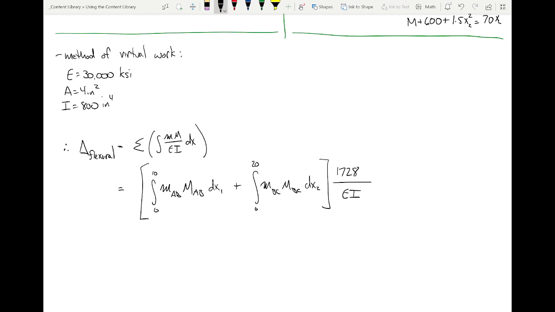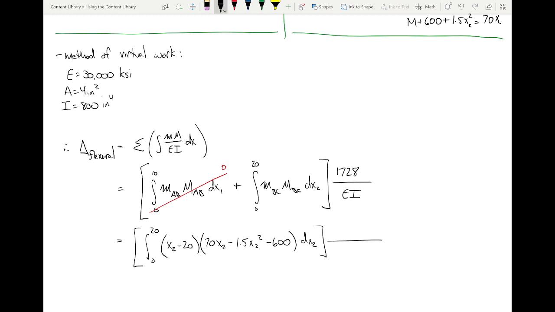Now, what can I do right off the bat with this first integral? It's 0, right? This first integral here goes to 0. So all I have to do is say, the integral here, let's keep our brackets. The integral from 0 to 20 of little m BC is x2 minus 20, and big M BC is 70x2 minus 1.5x2 squared minus 600, dx2. Throw in my unit conversion factor. Hold on. And then my EI.